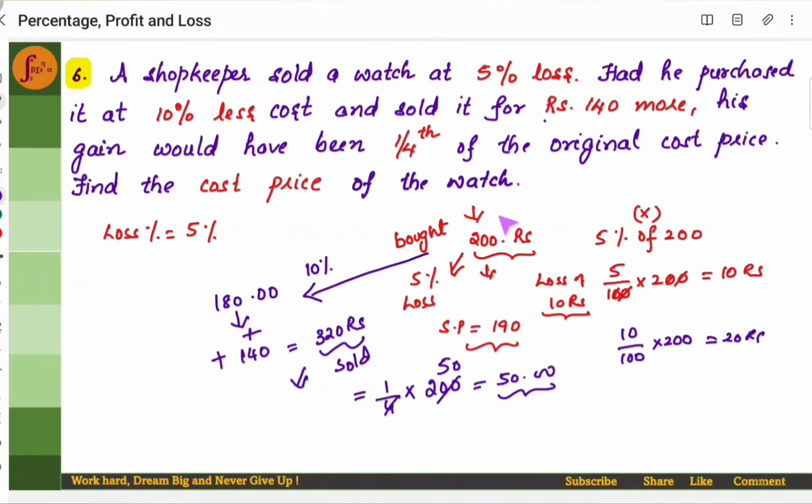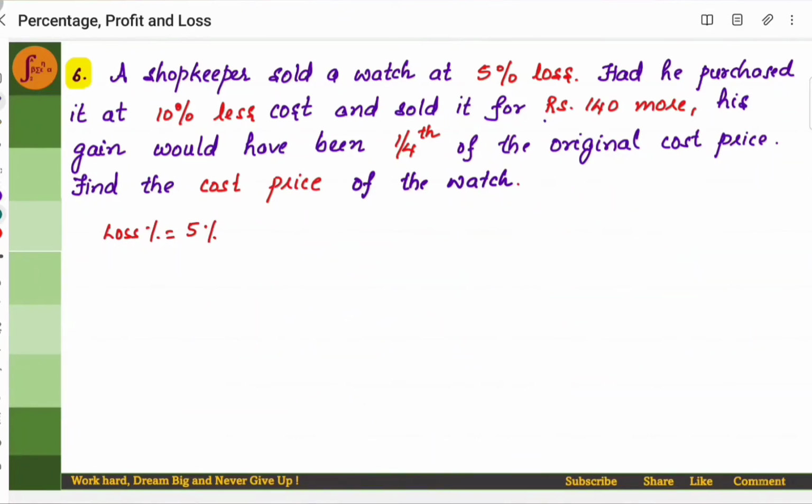Now, we don't know the cost price, so we'll assume cost price is X as usual. We also need to find the selling price and the profit. So, 5% loss, selling price, I don't know. Cost price, I'll assume it as X. Let's start with the loss percent formula.